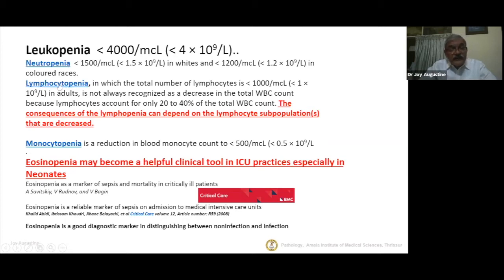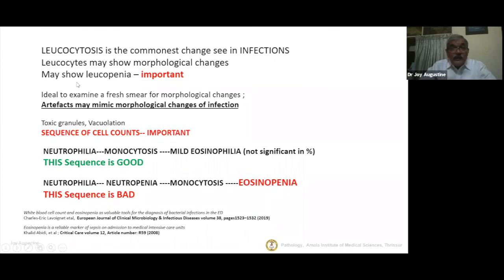This is recognizable now because of the 5-part, 6-part, and 7-part cell analysis, which will actually show these things out, while in conventional blood smears, generally we don't see them. We actually think that it could well be because of the neutrophilia that you have fewer lymphocytes. So this point has to be noted. Several recent articles say that eosinopenia can become a helpful tool, especially in neonatal septicemias. Leukocytosis is common, but may show leukopenia, that's also important.